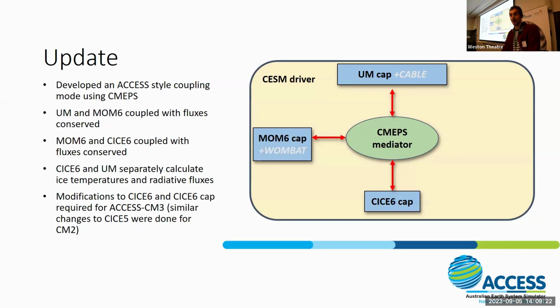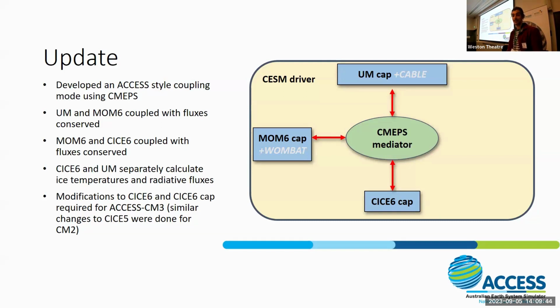This allows us to pass our UM fluxes to MOM6 and CICE6 and couple them properly. At the moment, we have the UM and MOM6 coupled nicely. MOM6 and CICE6 were already coupled nicely with the configuration we already had. The bit of work we still have to do is that CICE6 and the UM are separately calculating the ice temperature and radiated fluxes. So there's still work to do there.